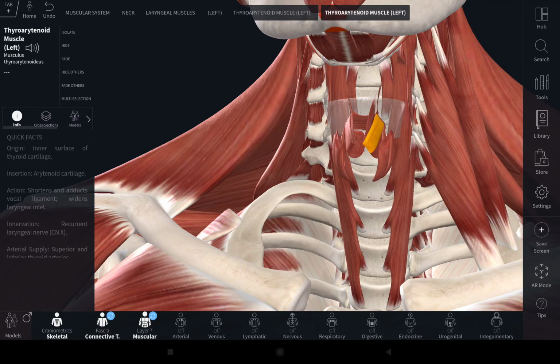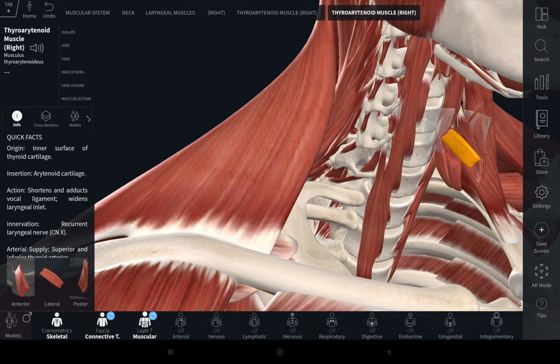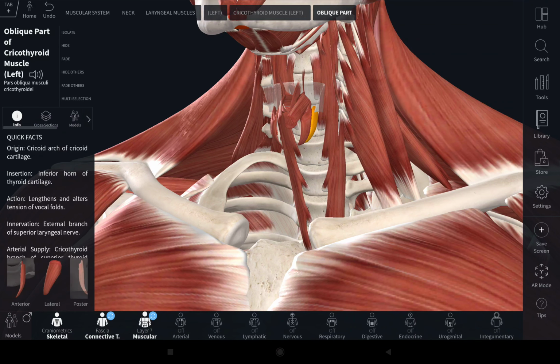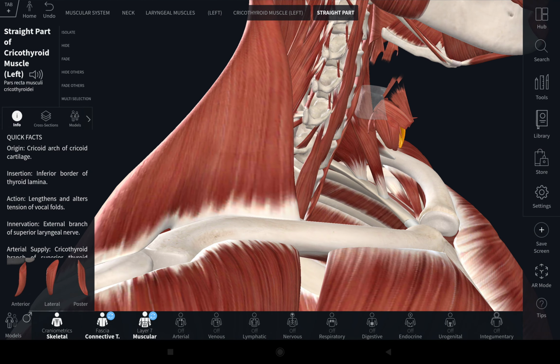The muscles here is the thyroarytenoid muscle. The muscle here is the thyroarytenoid muscle. This is the oblique part of the cricothyroid muscle. This is the straight part of the cricothyroid muscle.